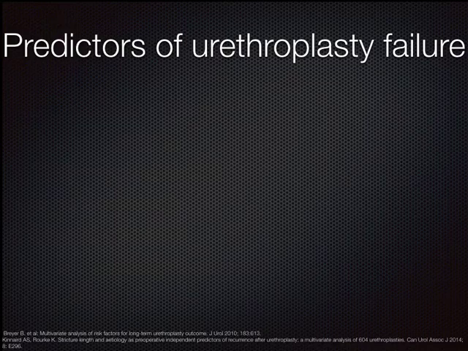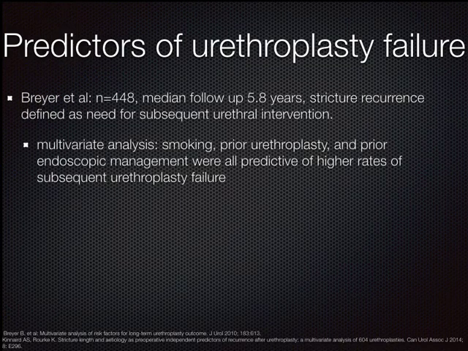There have been 2 large studies that look at predictors of failure. The first was by Breyer, who had 448 patients at a follow-up of almost 6 years. They defined their stricture recurrence as any need for subsequent urethral intervention and found on multivariate analysis that smoking, prior urethroplasty, and prior endoscopic management were all independent predictors of subsequent failure.